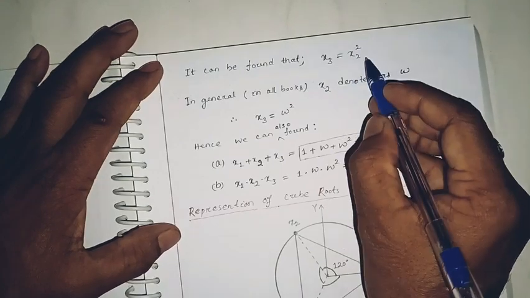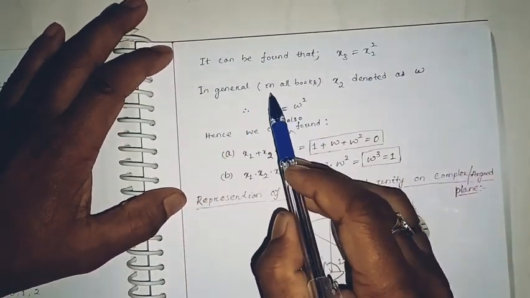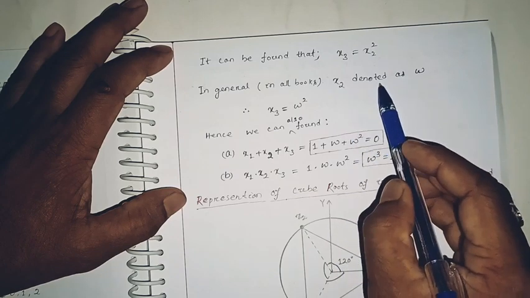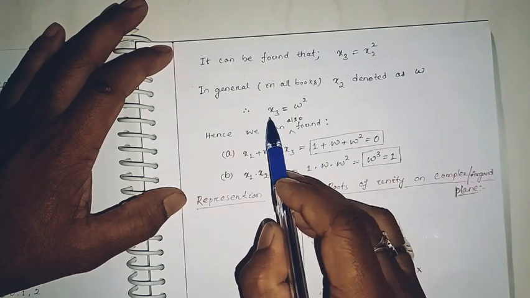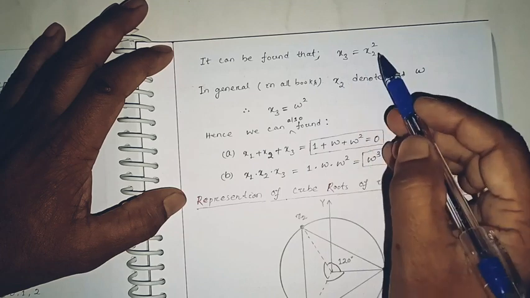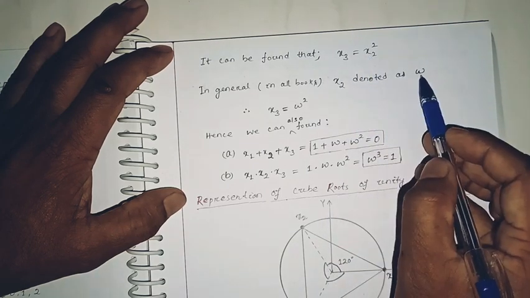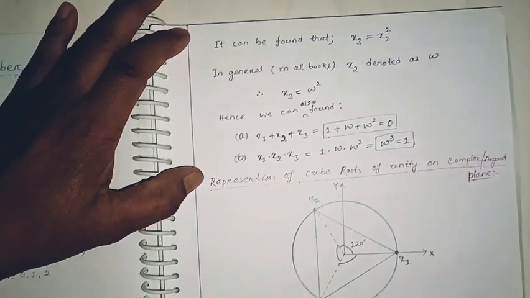Same thing it has been written. In general, in all books, x2, that means the second root, is denoted as omega, and the third root is denoted as, obviously, omega square, because the third root is nothing but the square of the second root. If the second root is denoted as omega, the third root will be omega square.